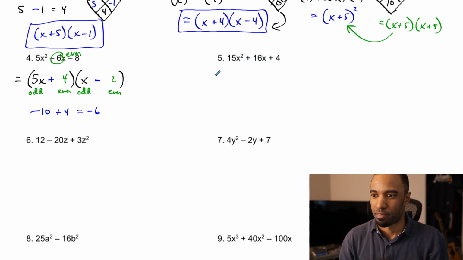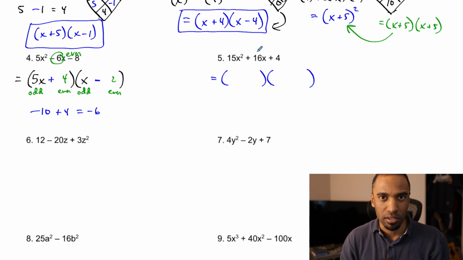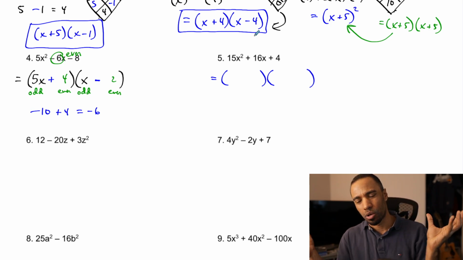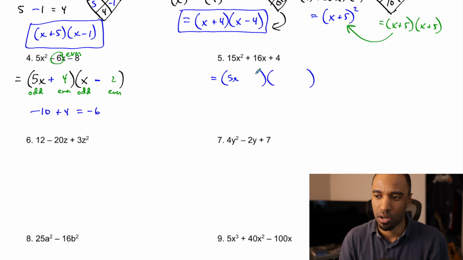Okay, number 5. Let's check this one out. If it's factorable, it's going to break down into something times something here. 15x squared can either be 15x times 1x or 5x times 3x. I think that I rolled the dice and I kind of landed. I like to try the closer, smaller numbers. I like to try 5x and 3x first. I don't like to get too rambunctious with the 15 stuff.